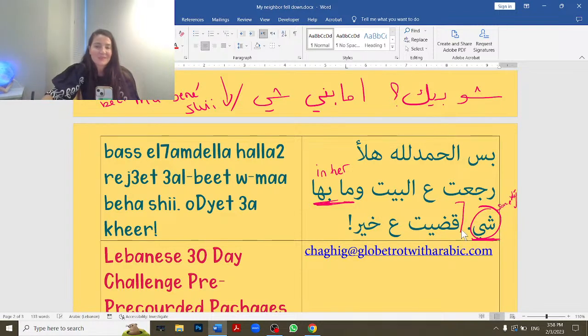And here's a nice expression to memorize. Yalla, all of us memorize it. أديت. There is a yit sound here. أديت ع خير. أديت ع خير means literally kind of like it finished on goodness. Okay, how am I going to translate this?